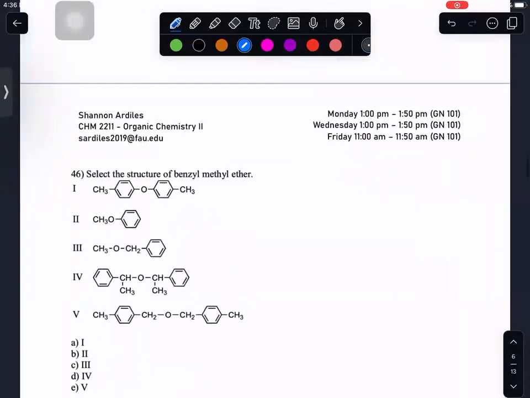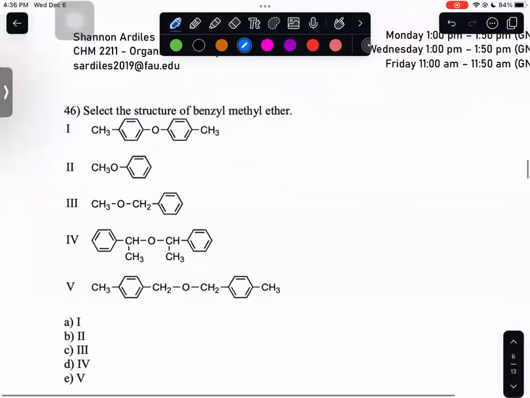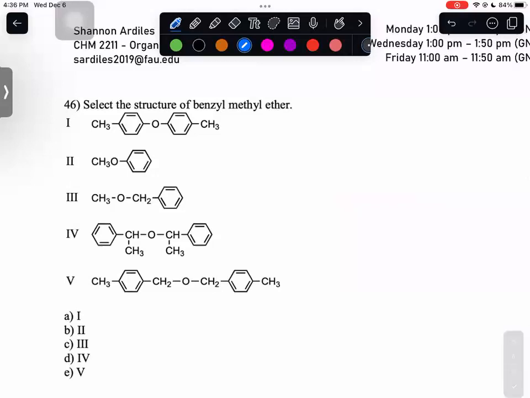Okay, we're moving on to 11 and 12. This one should be pretty simple. Everyone, number 3? Beautiful. What would be the name of molecule 2? That one would be phenyl methyl ether.